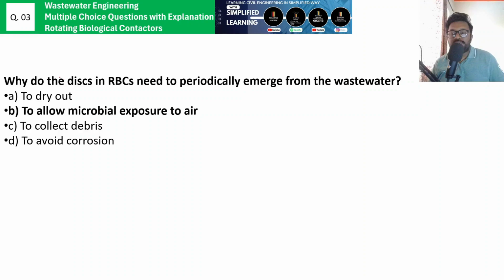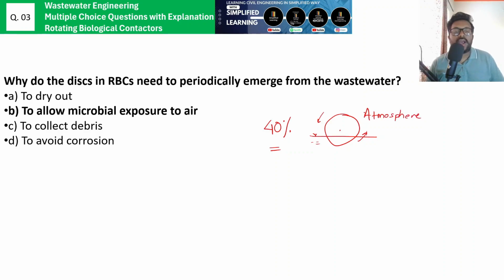Next question. Why do the discs in RBC need to periodically emerge from wastewater? If you look at the working of RBC, they consist of several discs which are submerged in wastewater up to 40%. The discs rotate continuously so that they have a cycle of submergence in wastewater, and let's say this is the wastewater level, and exposure to the atmosphere. When exposed to the atmosphere, they get exposure to oxygen, and when the disc is submerged in the wastewater, it is exposed to organic matter.